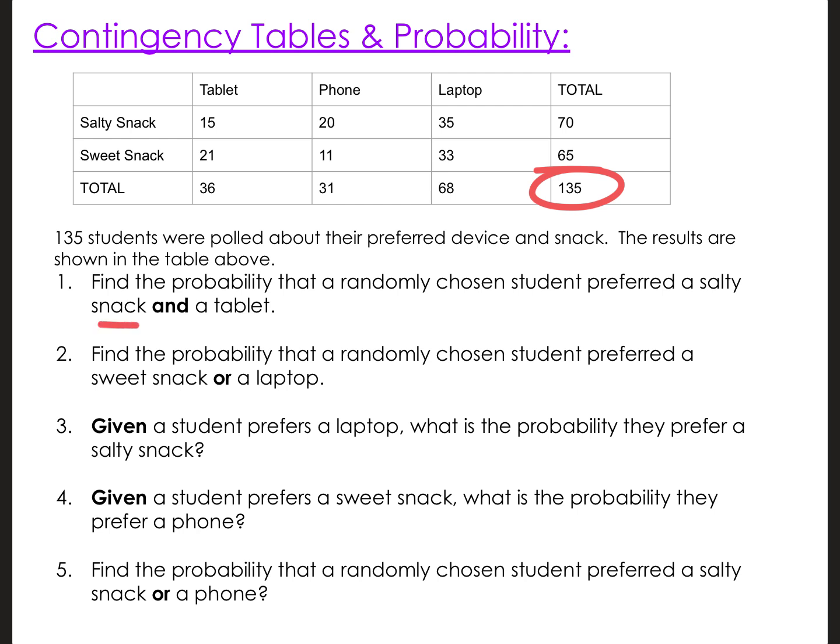Preferred salty and a tablet. Did you like salty and a tablet? What would they say? You could ask these people, did you like salty and a tablet? They would say no. They like salty, but they like their phone. And it's going to be like, oh. Do you get "and" answers? Are the opposite of "or" answers. Those are the small ones.